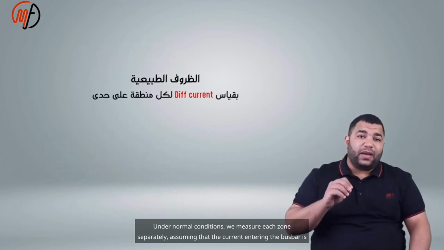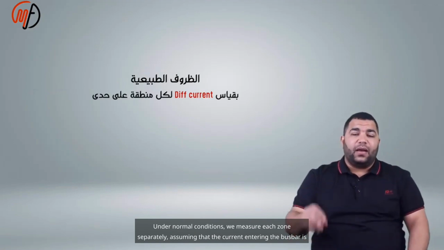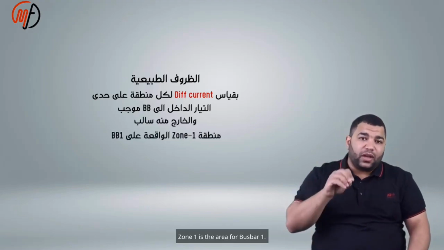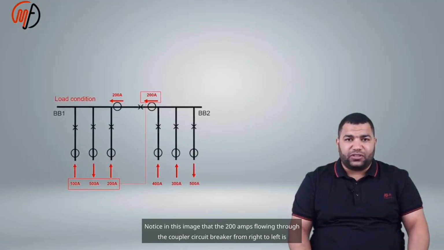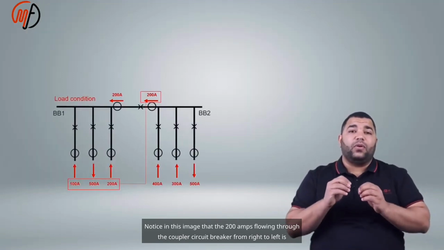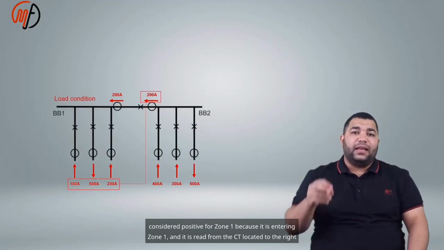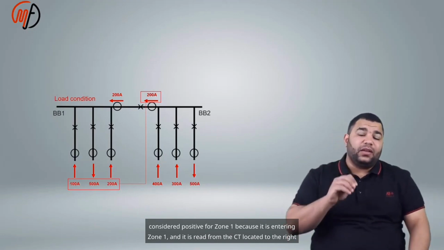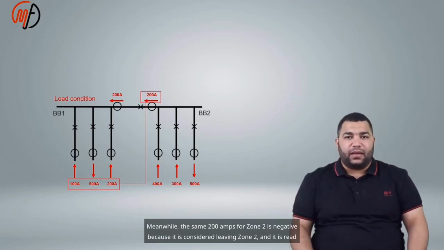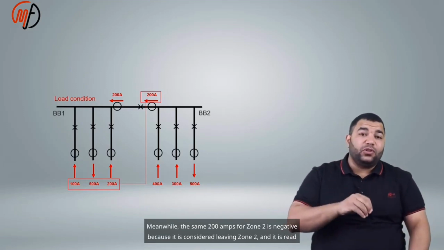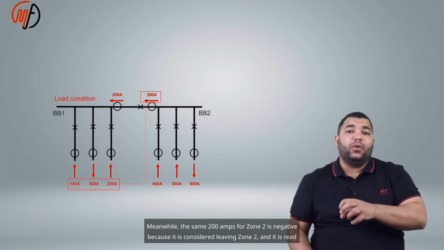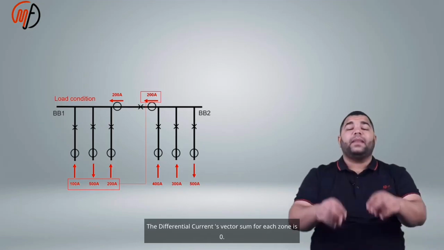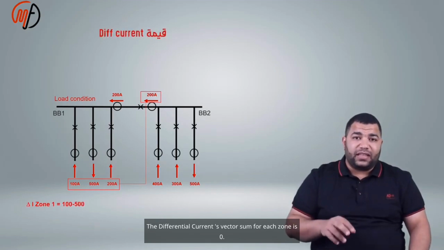Under normal conditions, we measure each zone separately, assuming that the current entering the bus bar is positive and the current leaving it is negative. Zone 1 is the area for bus bar 1. Notice in this image that the 200 amps flowing through the coupler circuit breaker from right to left is considered positive for zone 1 because it is entering zone 1, and it is read from the CT located to the right of the coupler circuit breaker. Meanwhile, the same 200 amps for zone 2 is negative because it is considered leaving zone 2, and it is read from the CT located to the left of the coupler circuit breaker. The differential current's vector sum for each zone is 0.